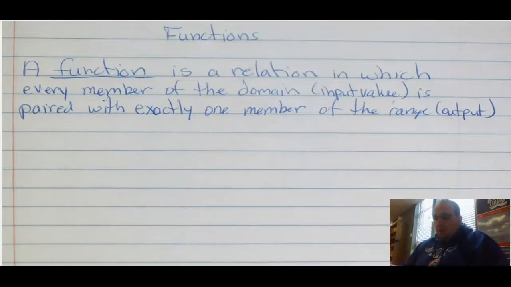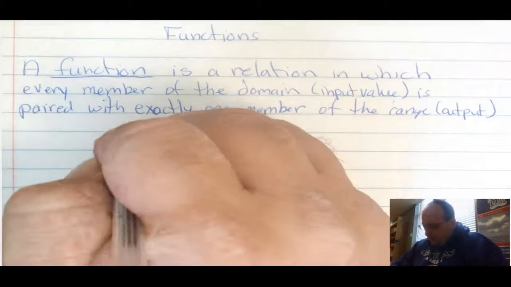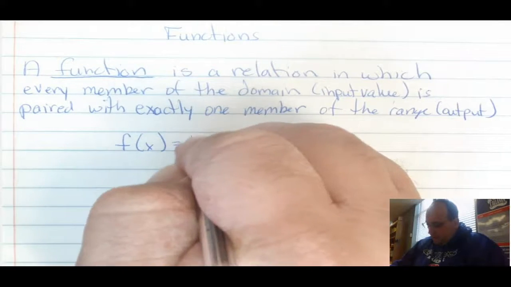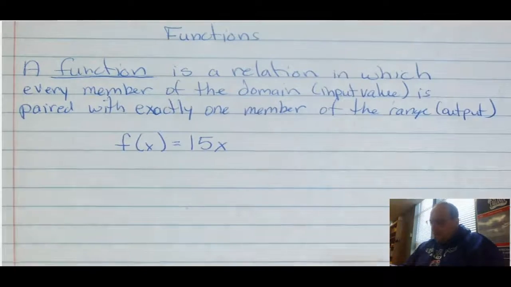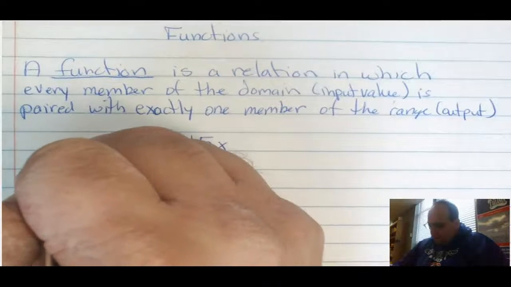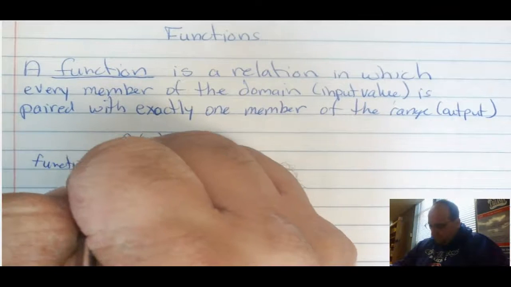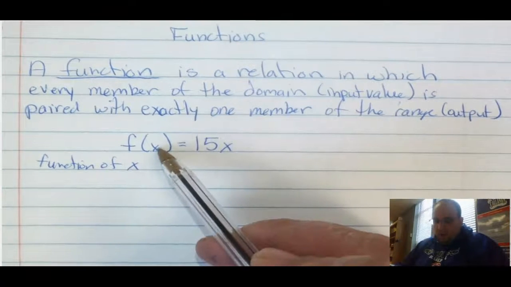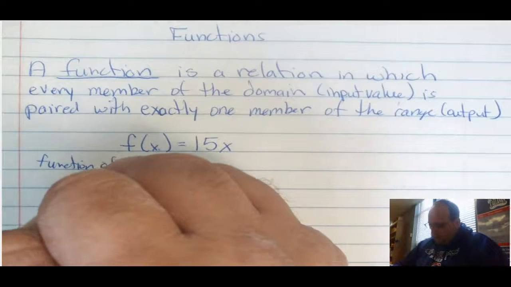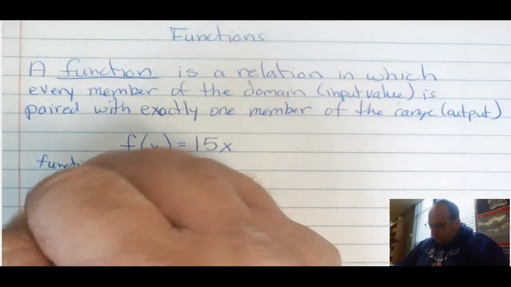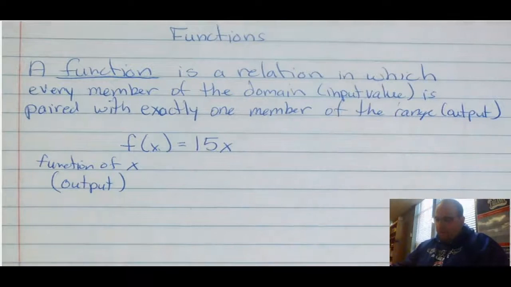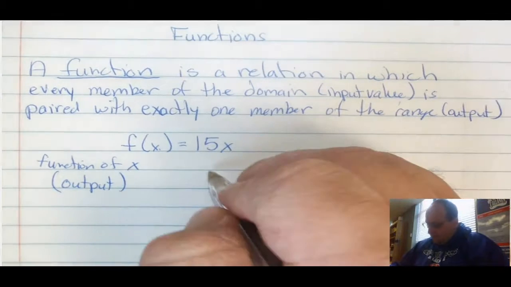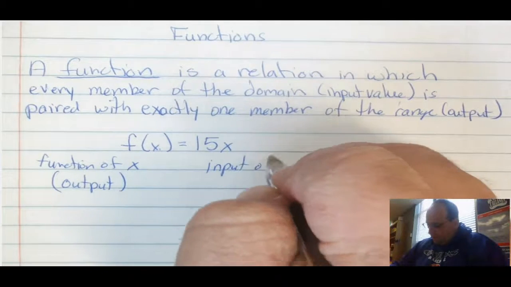Okay, so what you're going to do is you're going to see functions written something like this. We have f of x is equal to 15x. So how we read that is this. We would say the function of x is how we would read that. So this is the function of x, which is your output. Again, I'm going to write output underneath that, put that in parentheses. So this is what we're going to get out of it. All right, this is going to be my input of x. So this is the input of x.